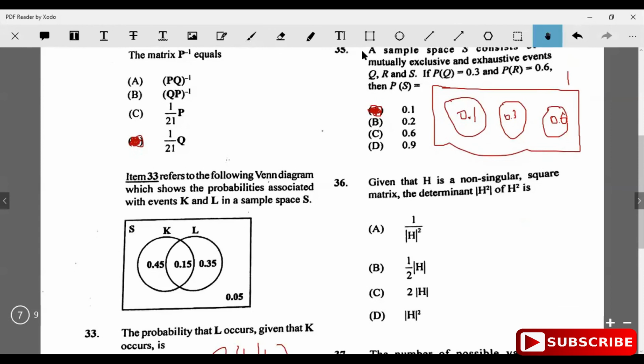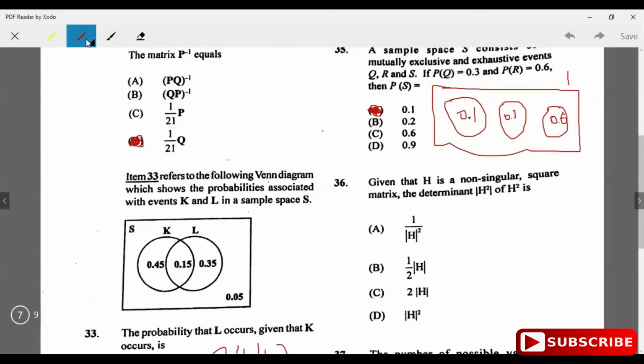All right, question 36. Dog. Easy, right? Easy question. Nice.